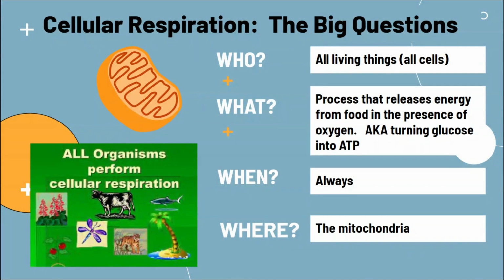When does this occur? Always. Your cells are always needing energy, so the process is always occurring at some point. And where? It mainly occurs in the mitochondria. That is the powerhouse of the cell. But there's one part that will occur outside of the mitochondria, in the cytoplasm instead. But the big case is this happens in the mitochondria.